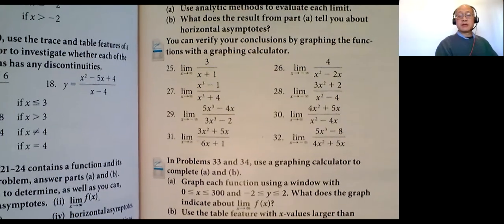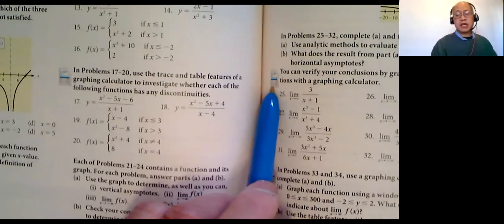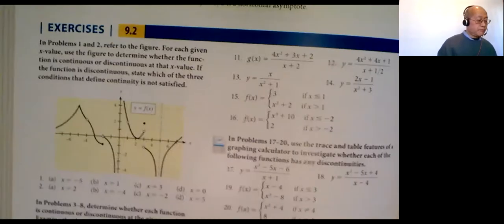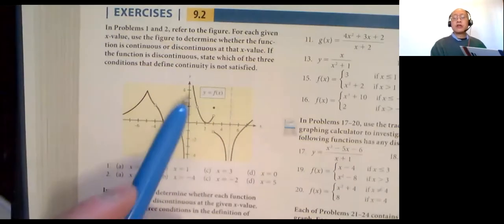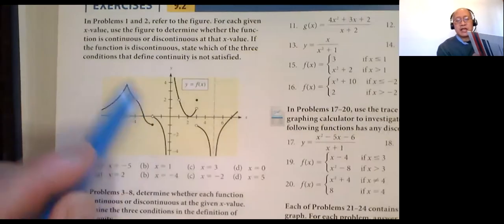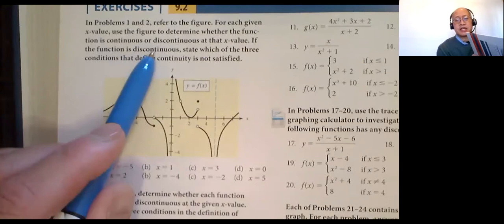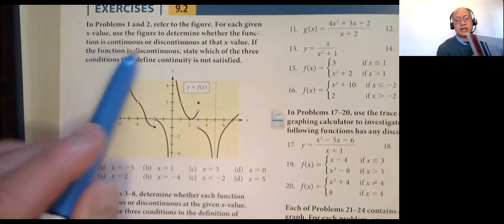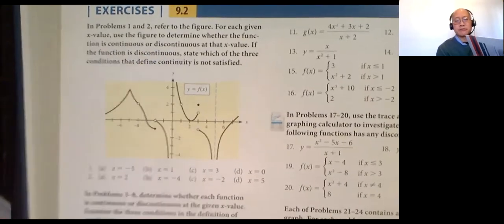Again, anytime you see this graphing calculator icon, skip it. I'm not making you have a graphing calculator, so don't worry about those. Okay, problems 1 and 2. All you need to do is state, is the function continuous or discontinuous? Let's make it easier on ourselves. On the homework, you can put C for continuous and D for discontinuous, so you don't have to keep writing the whole words. If you just put C and D, that's good enough.